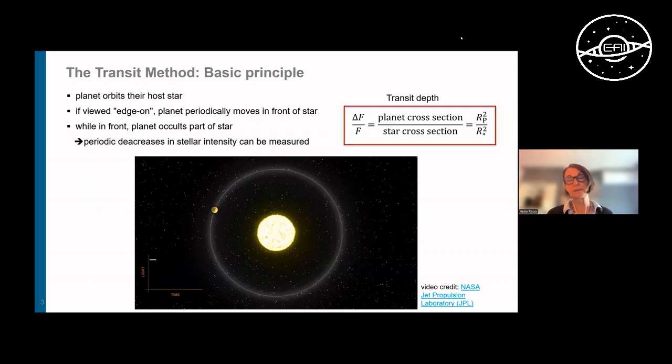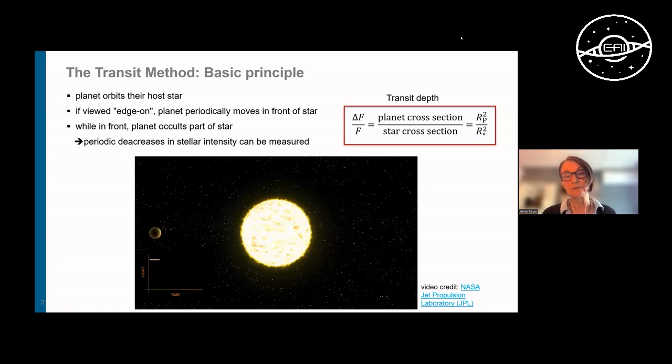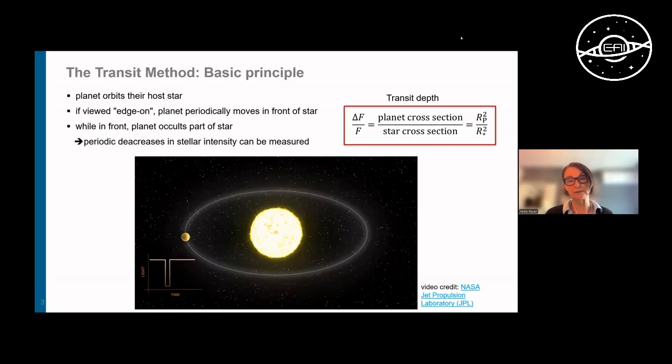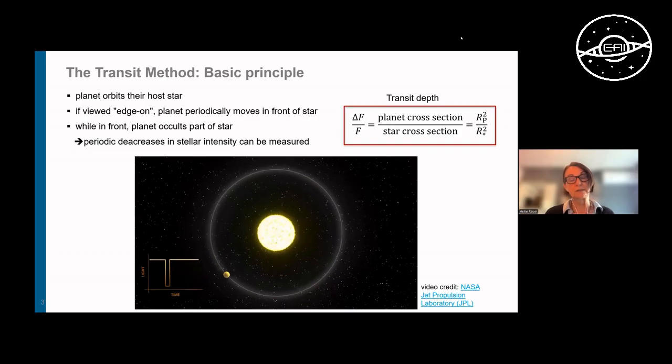Today, I will focus on the transit method, on planets detected or observed showing transits. This little movie from NASA just shows the idea behind that. With the transit method, we can detect planetary systems that we see edge on. At regular intervals, the planet will pass in front of the star, as seen from us, causing a dip in the light curve of the star.